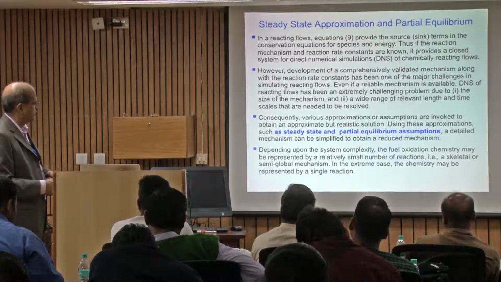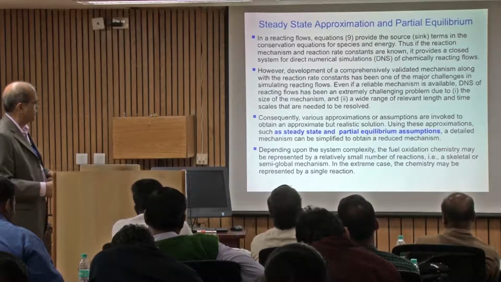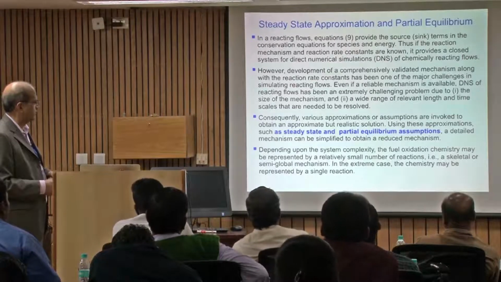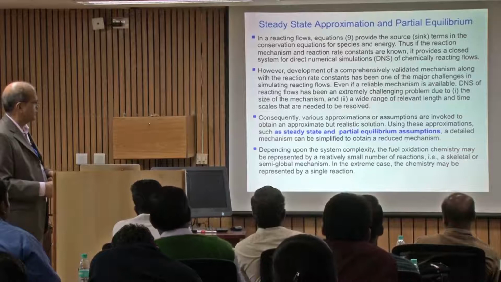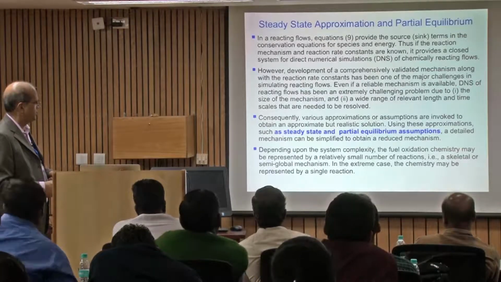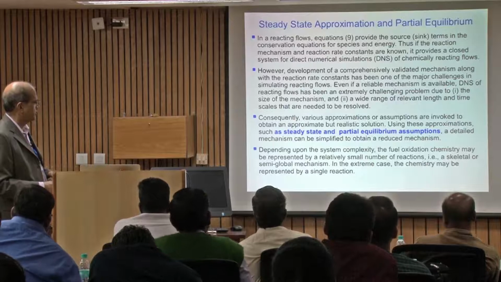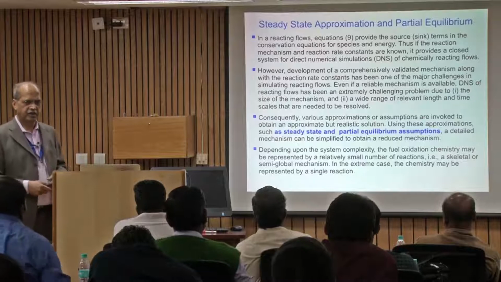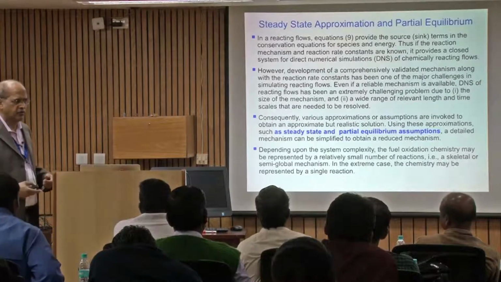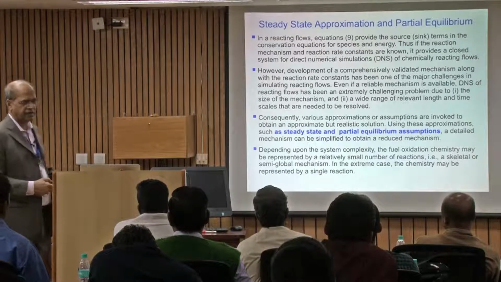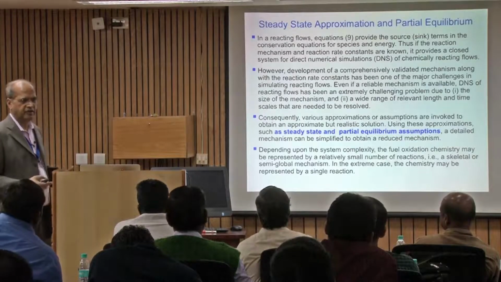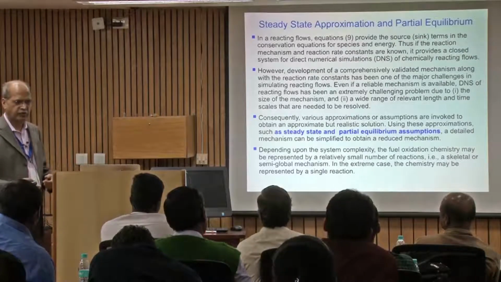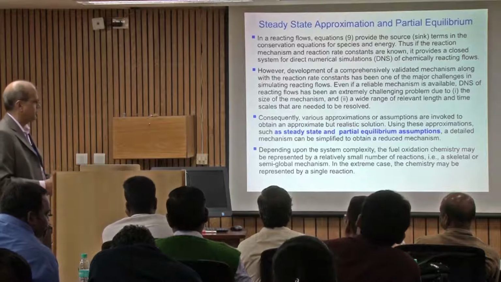Now, development of a comprehensive validated mechanism along with the reaction rates is one of the major challenges in simulating. Even if a mechanism is available, DNS is challenging because of the size of the mechanism. That's one factor, because it takes lots of computational power to do the DNS. The mechanism may be very large. There are mechanisms which have like 4,000 reactions. So how do you do DNS for any realistic system?